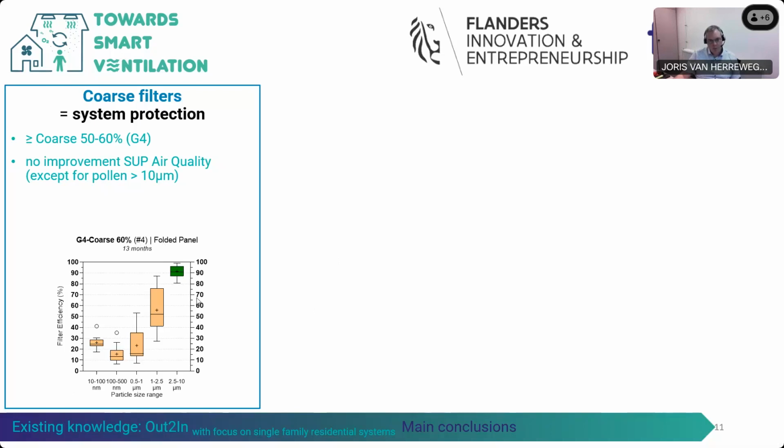So what we see for this G4 coarse 60% filter, we see that it's mostly effective against larger particles, meaning that this kind of filters do not really improve the quality of the supplied air. One exception might be pollen, since plant pollen are in general larger than 10 micrometers, so they are well retained by the filter. So these filters are mainly present in the system to protect the system against fouling.